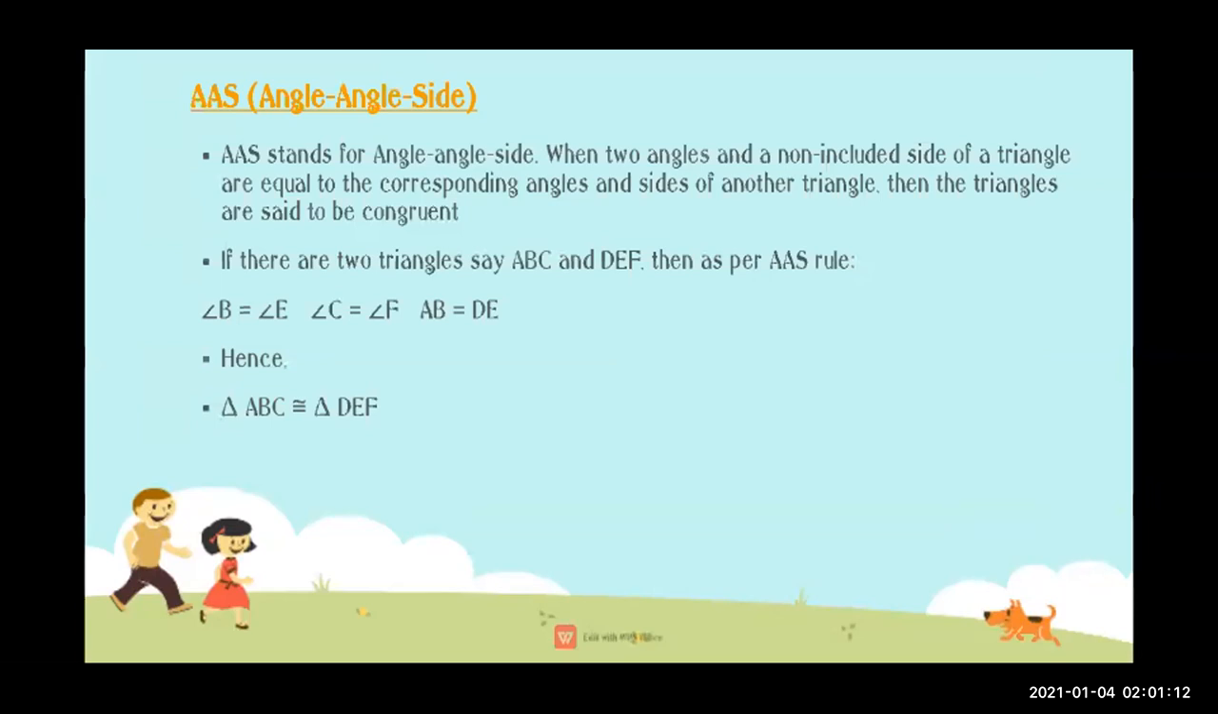Now here I have not made the figure. You can make the figure in your book, that is triangle ABC and triangle DEF. So here B is equal to E.